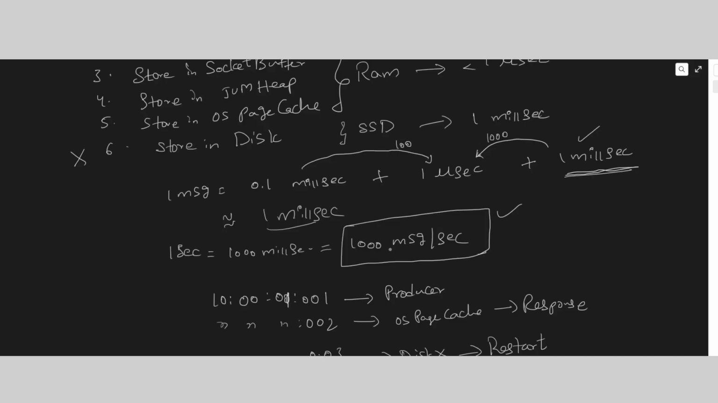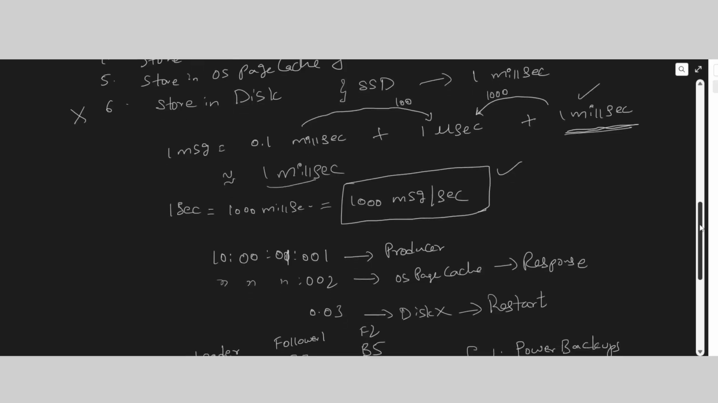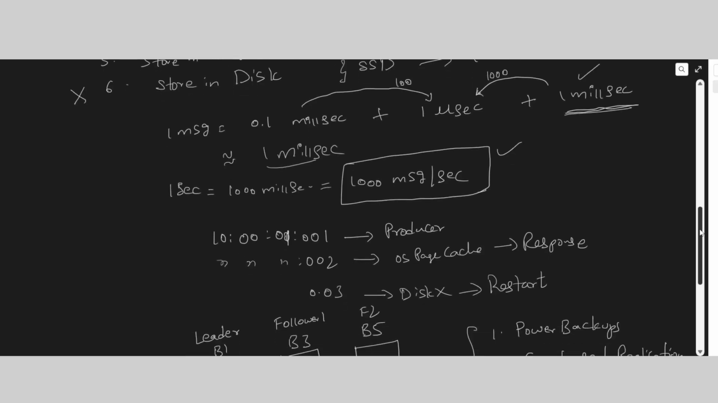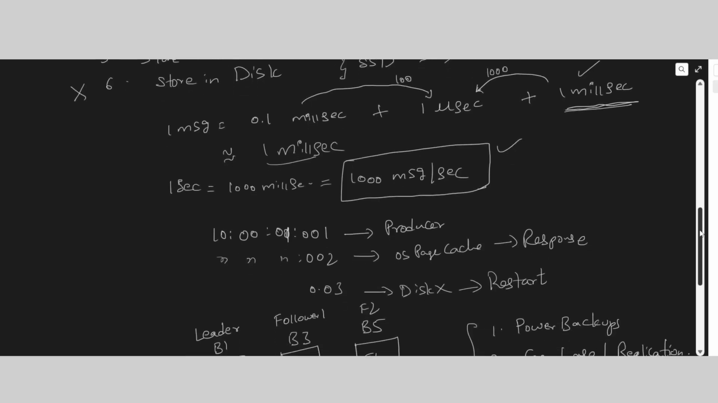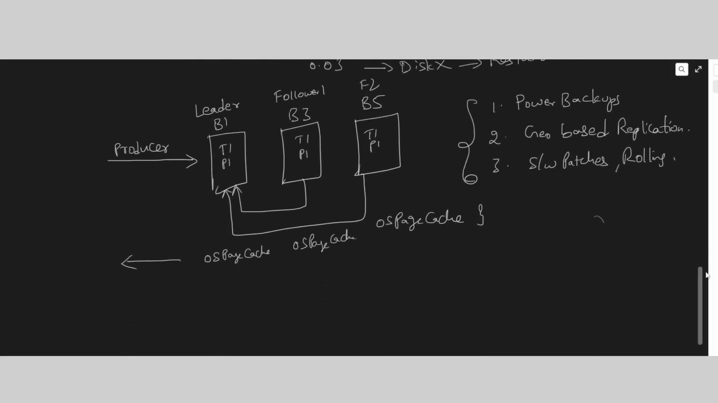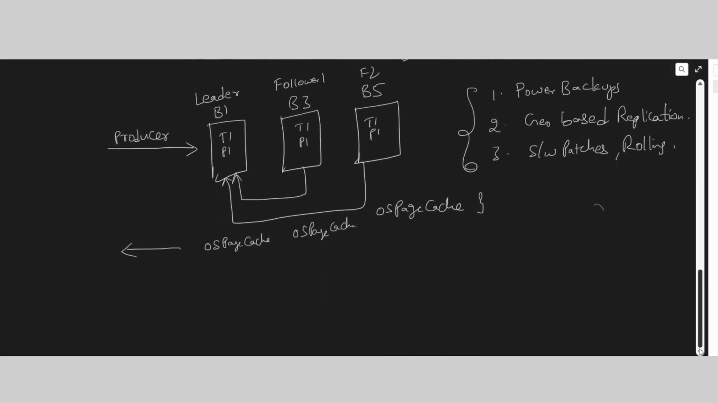Maybe if you want 10,000 messages per second to be processed, you have to take 10 more brokers. So you have to increase the infrastructure to improve the throughput. Other than that, normally we cannot achieve that otherwise. So that is how you can do that. So this is the first part of it.